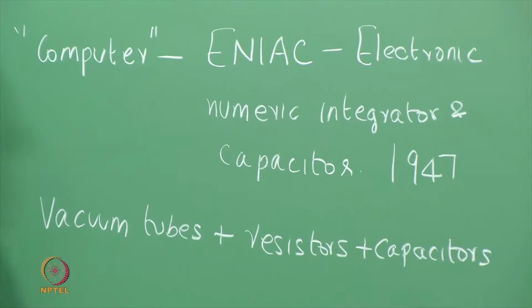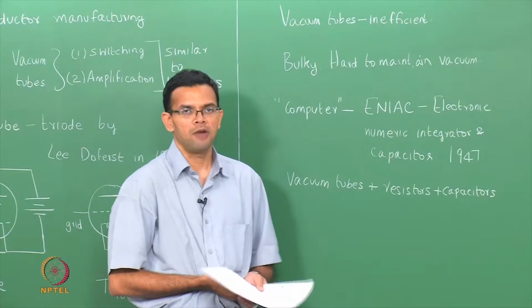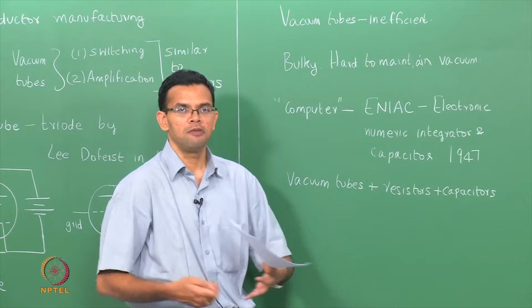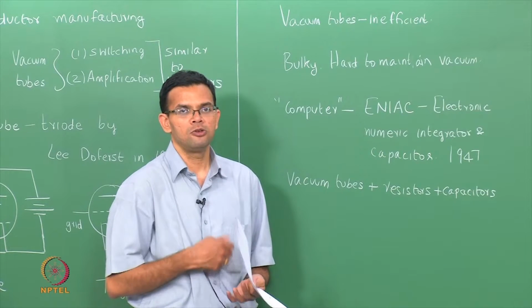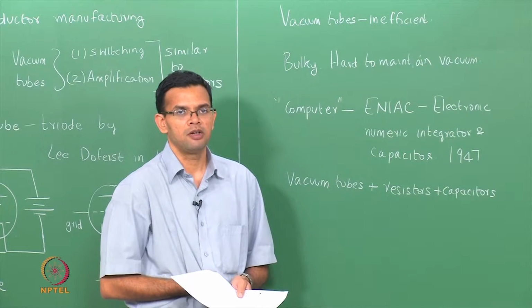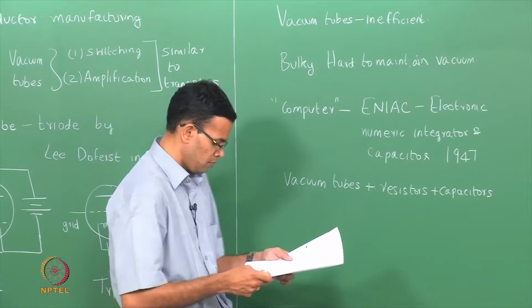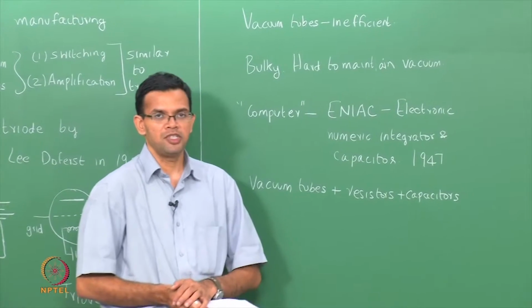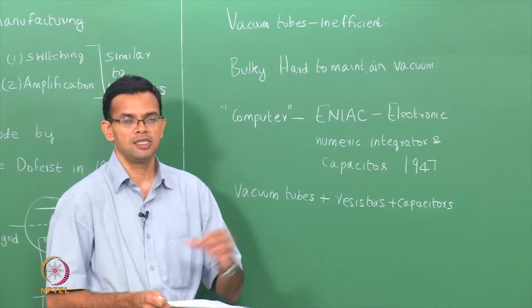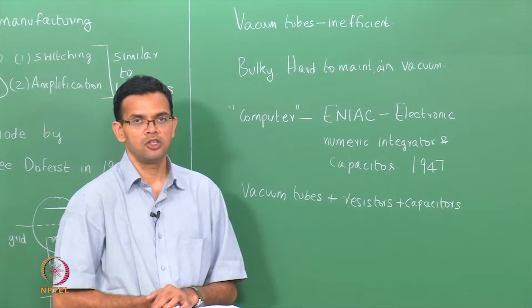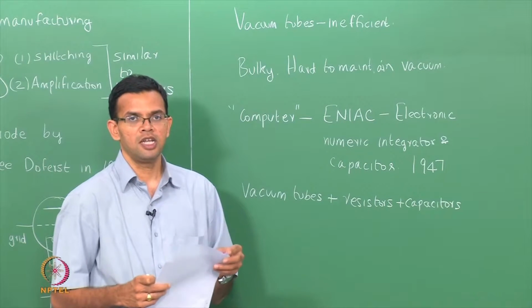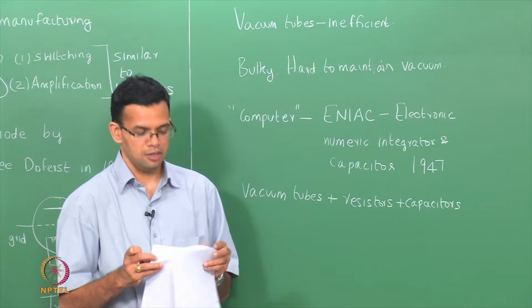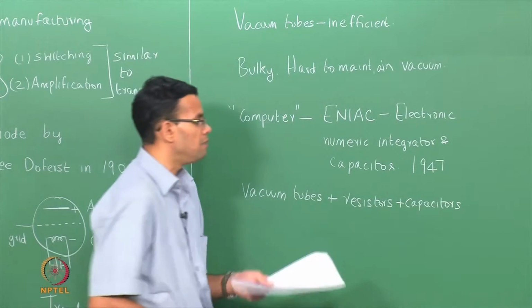The ENIAC was capable of numerical calculations, but because it was built out of vacuum tubes, it was huge and bulky. The computer would occupy a large room and would also require a tremendous amount of power to run it. To reduce the size of these devices, we need to replace these vacuum tubes with solid state devices. The first solid state transistor was built in Bell Labs.